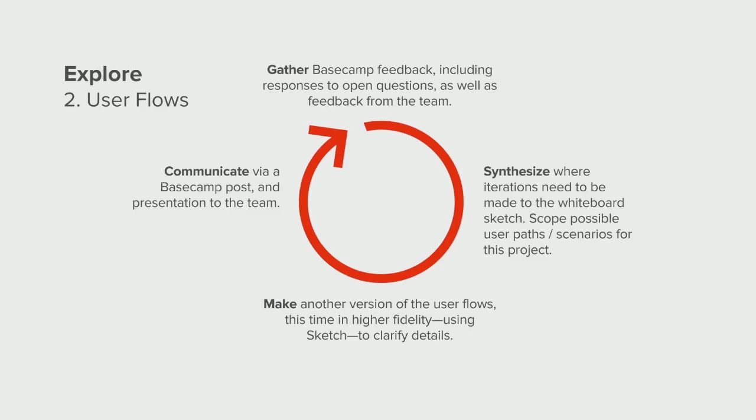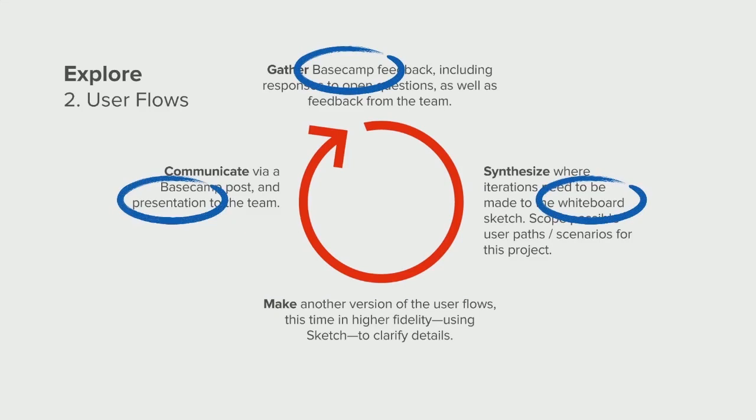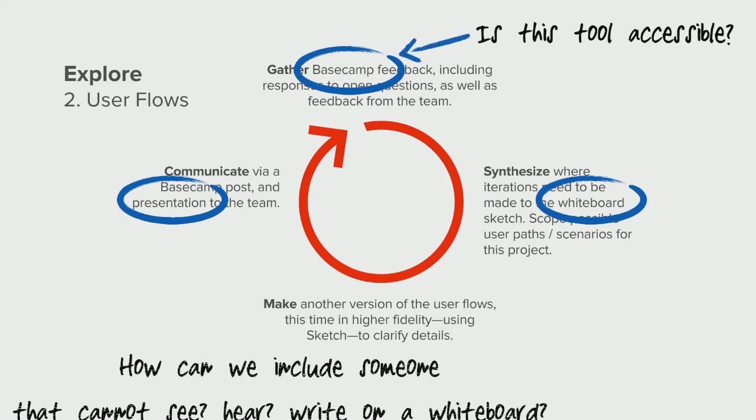And so what I see here is a whole bunch of touch points. Basecamp, right? Whiteboarding, doing an actual presentation to the team, right? I love this. There are all these little touch points that are part of the process. But I have questions about each one of these. Is Basecamp accessible? What do we do for whiteboarding? How do we include somebody that cannot see or hear that presentation? What happens for someone that cannot write on a whiteboard?